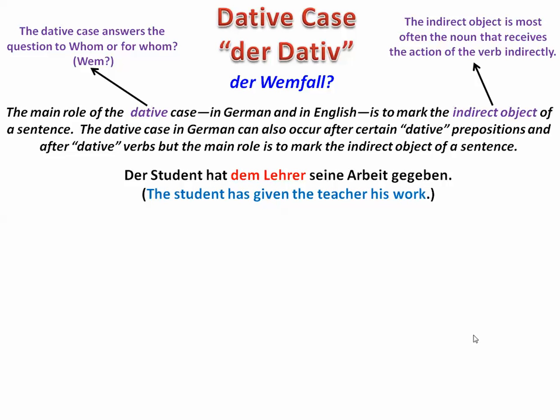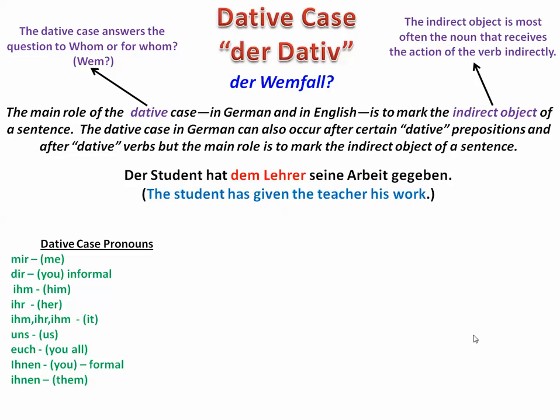Here's an example. Der Student hat dem Lehrer seine Arbeit gegeben. The Lehrer here is the indirect object, so der changes to dem. Now we take a look at our dative case pronouns. Again, our third person singular pronouns can be used to refer to objects, not only people. Mir, dir, ihm, ihr. And then for objects it could be ihm, ihr, ihm. Uns, euch, ihnen, und ihnen. Okay.